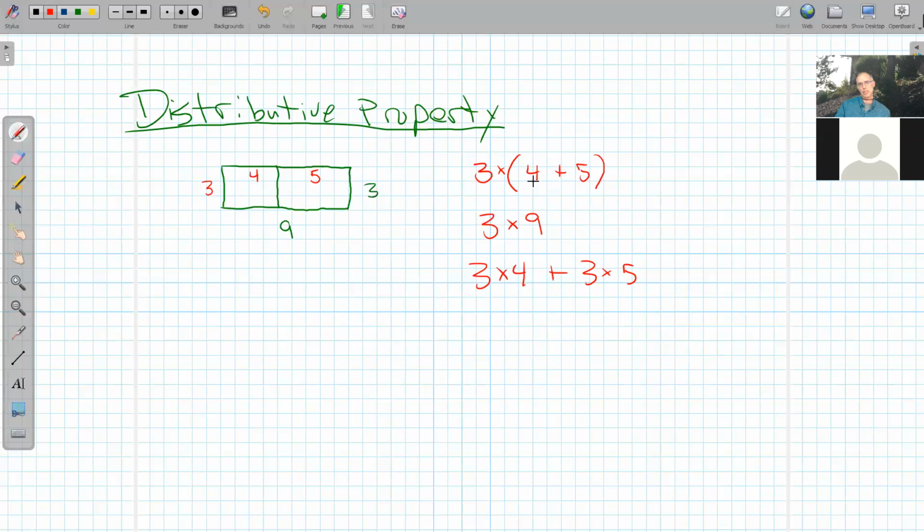Order of operations at the top would tell me that I have to do what's inside the parentheses first and get the 4 plus 5 equals 9, and then I can multiply the 3 times 9 and get the 27. But if I look at it as 2 different rooms, I could say it's 3 by 4, which is 12, and 3 by 5, which is 15, and 15 plus 12 happens to be 27 also. Notice we get the same answer regardless of how I look at it. And this is an illustration of that distributive property, that if you have a multiplication outside of an addition, then you can distribute through.